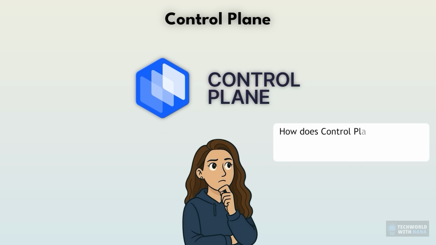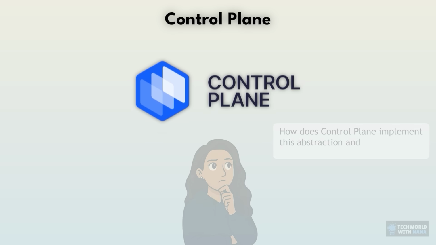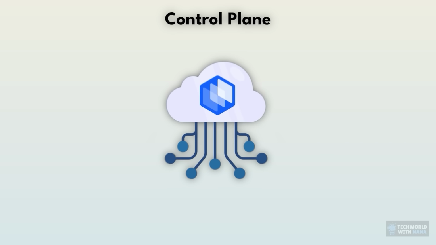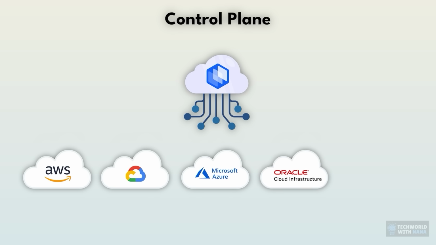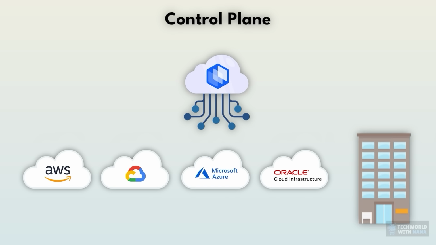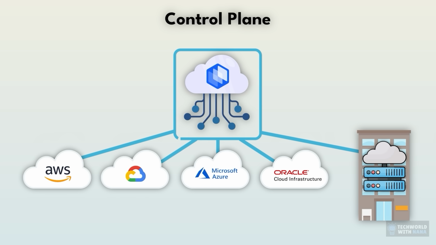So how does Control Plane implement this abstraction and solve all the problems that we just discussed? Control Plane is essentially a virtual cloud. It sits on top of AWS, Google Cloud, and Azure, or any other cloud provider, or your on-premise infrastructure, and gives you that abstraction layer that we talked about. So let me explain how it works and how it solves all the problems that we just discussed.